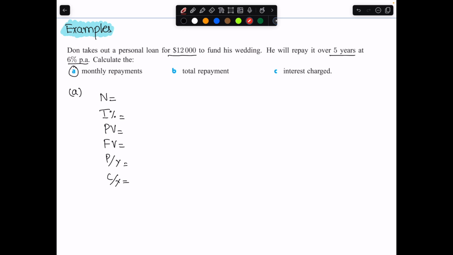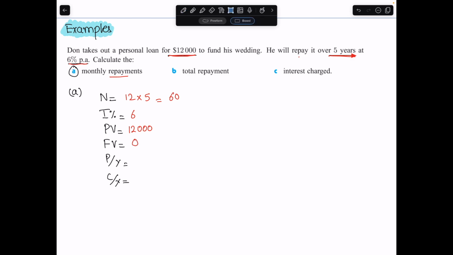Now, first of all, what is going to be your N in this case? As I said, it's going to be the number of repayments. It's monthly repayments, so 12 payments in 1 year, multiplied by 5 for the total of 5 years. So 12 times 5 is 60 repayments you're going to do. I percent is going to be 6, because your interest rate is 6%. Present value is the amount that you receive from the bank. This will be 12,000, and as I said, it's going to be positive because this is what you have received. Future value: because he will repay over 5 years, after repayment the future value becomes 0, so we write 0 here.